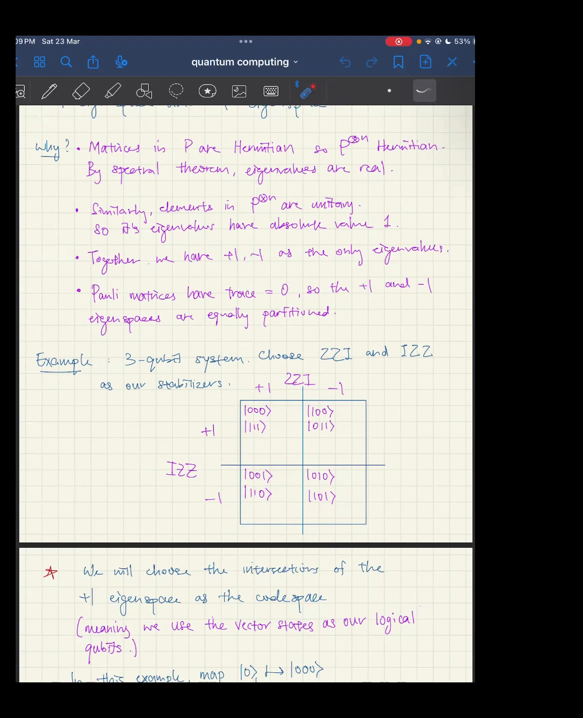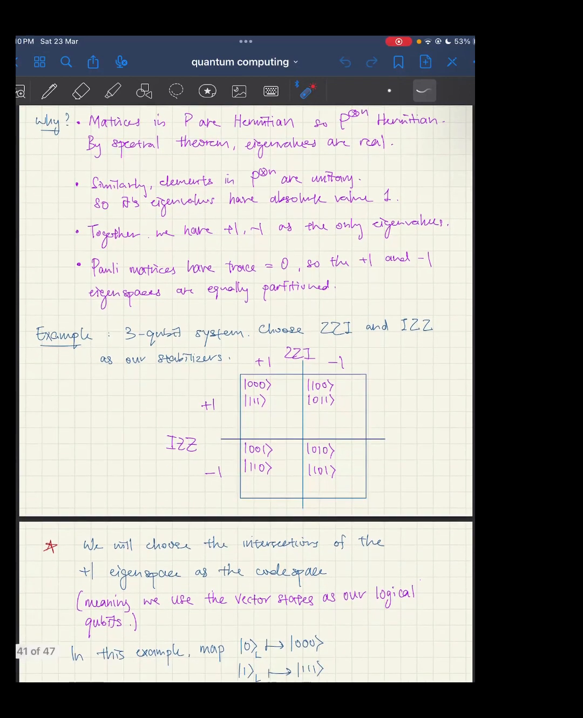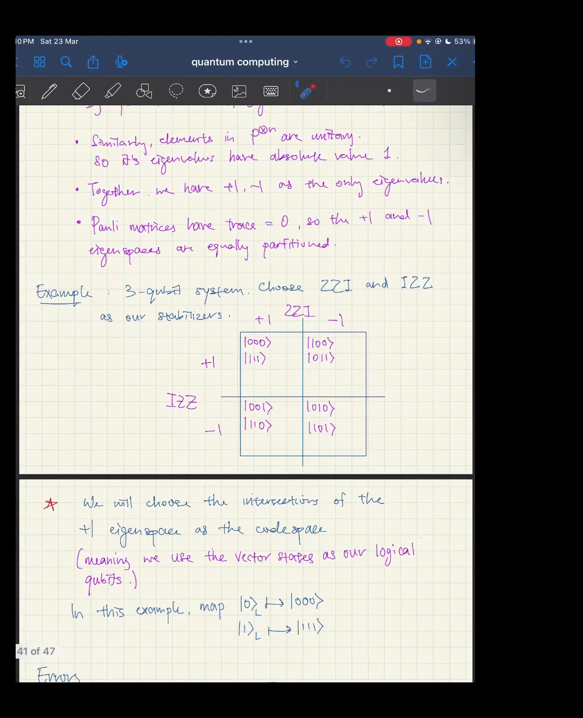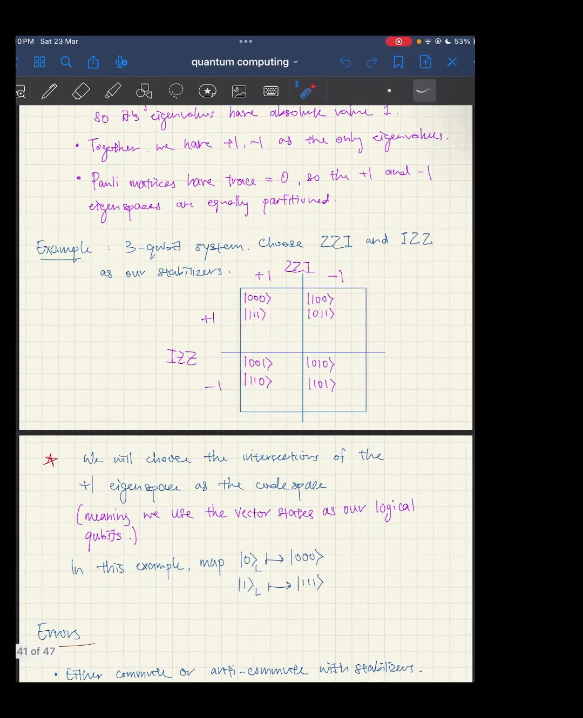And by doing so, we see that we partition the space into these individual eigenspaces. And for our code word, what we do is choose the intersection of the +1 eigenspaces as the code space. So by convention, in this case, we choose 000 and 111 as the vector states for our logical qubits. More specifically, we can map 0 to 000 and 1 to 111.